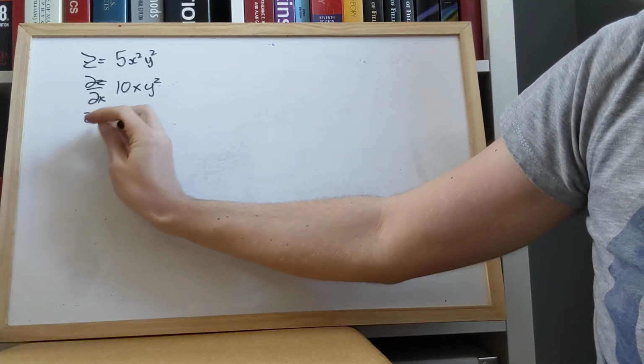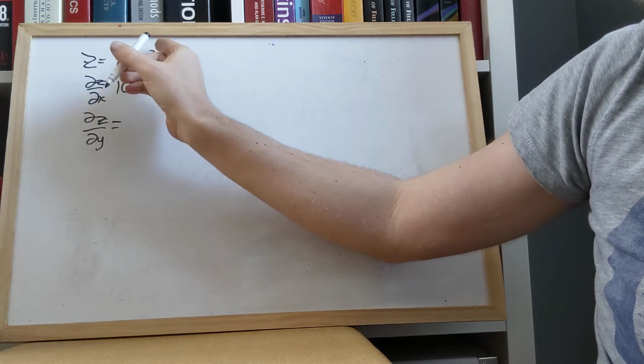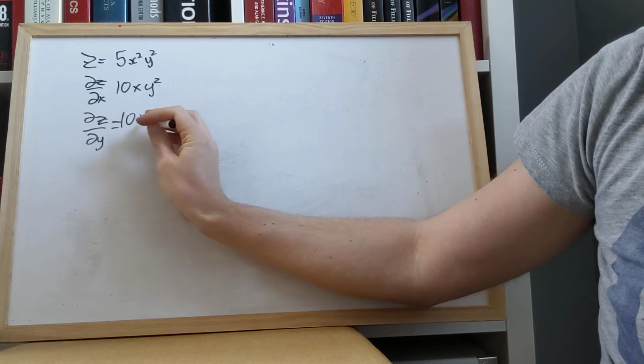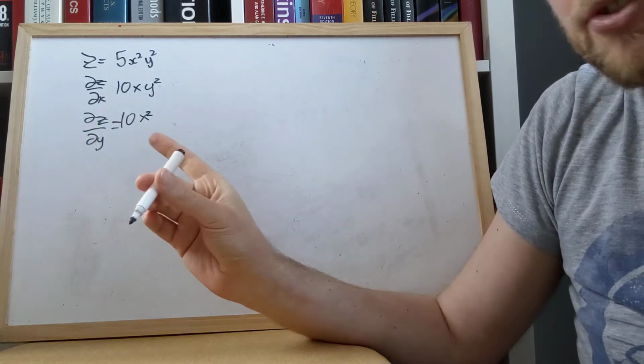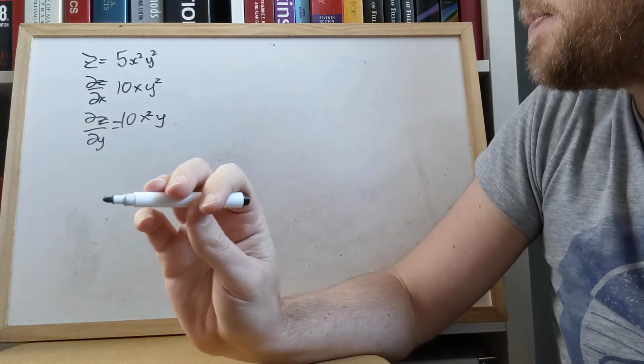Similarly, if we do dz by dy, then the y squared bit differentiates to 2y, so we get 10x squared. So the x squared this time is not changing, that's a constant, and y.